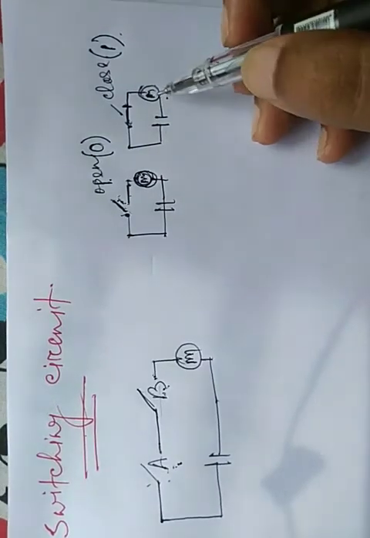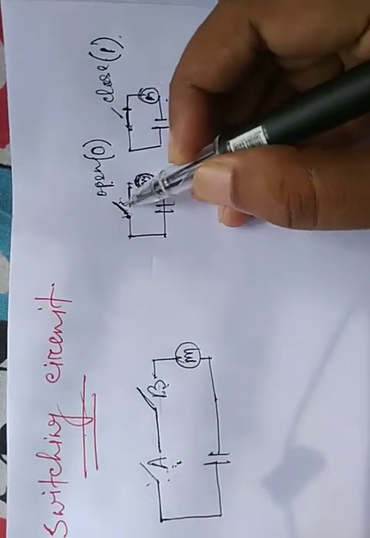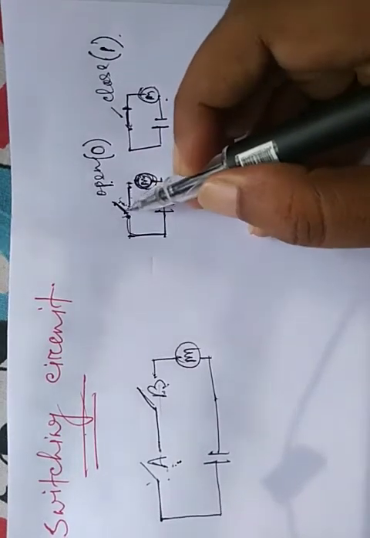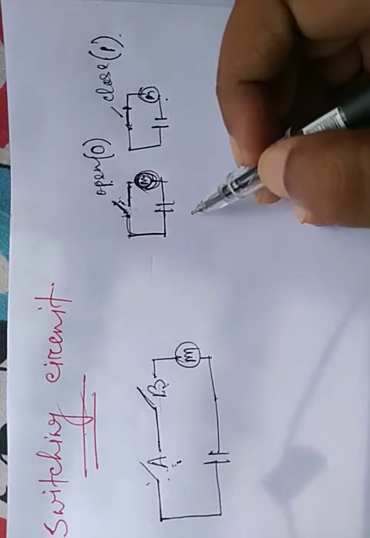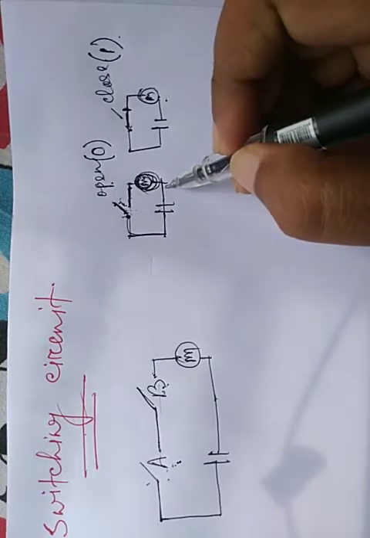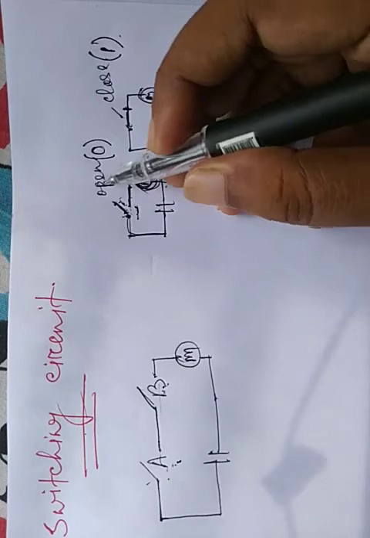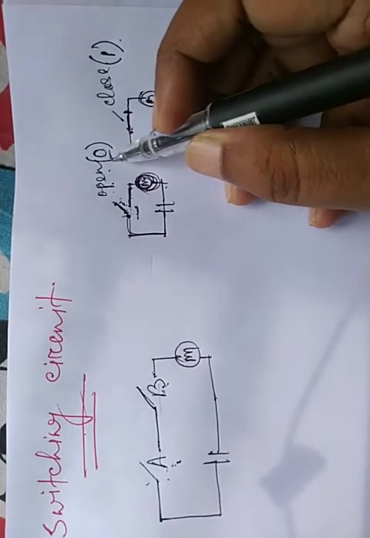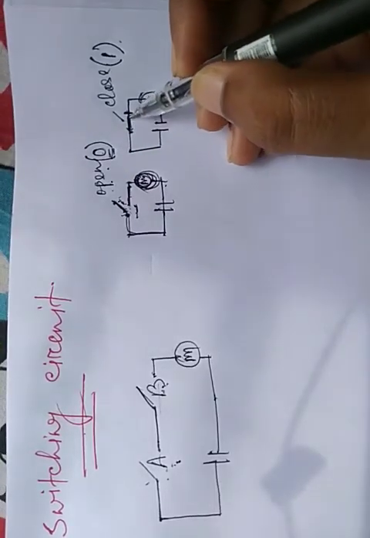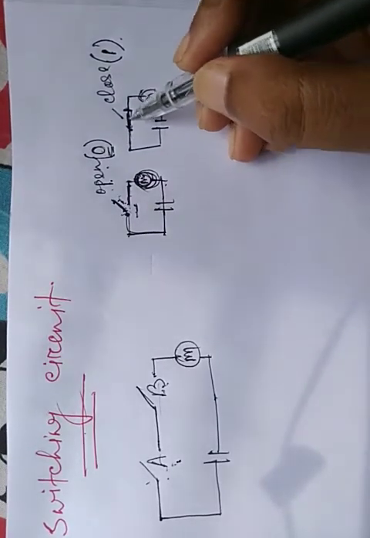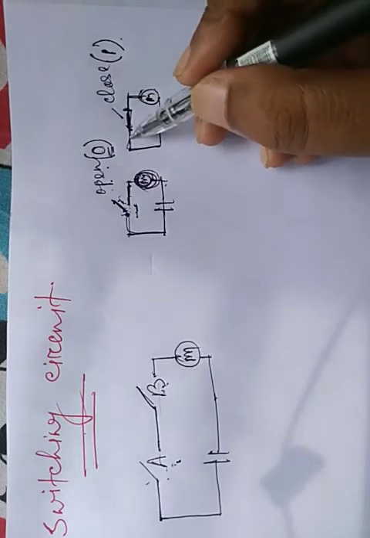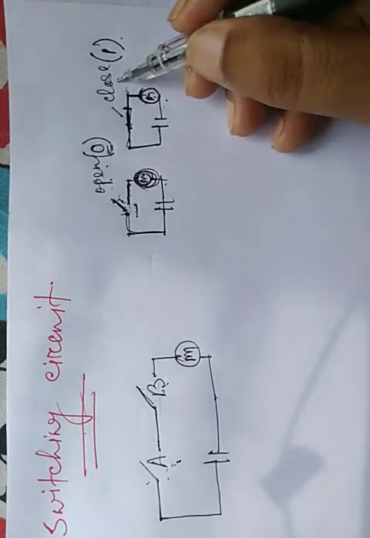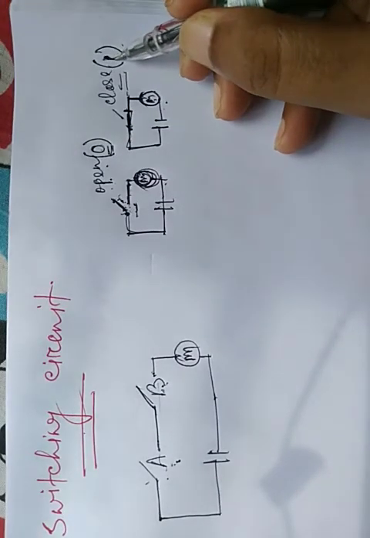Clear? Again I am telling you, when the switch circuit is open, that means it is a disconnected circuit, so the current will not pass into the bulb, so the bulb will not glow. So this circuit is known as an open circuit, and the open state is denoted as state 0. When the circuit is closed, then it is a totally closed circuit, then current can pass through the circuit and the bulb will glow.